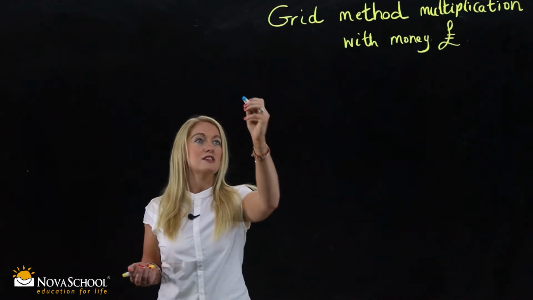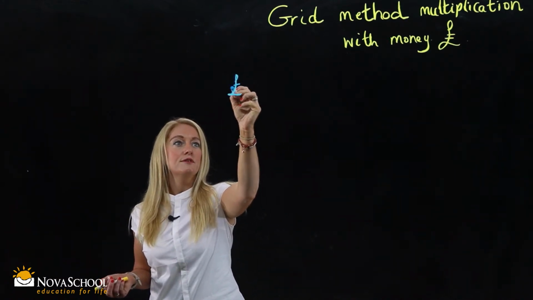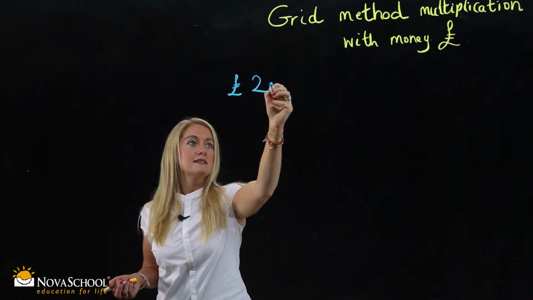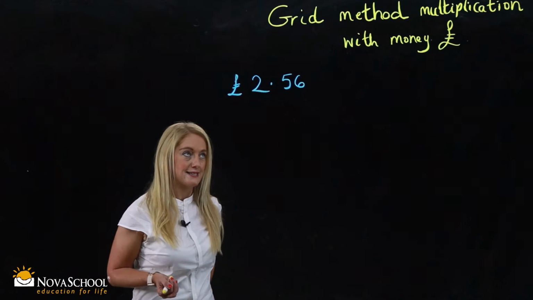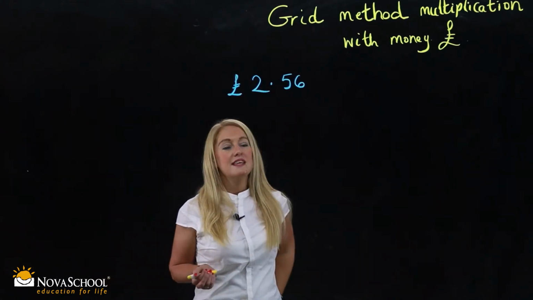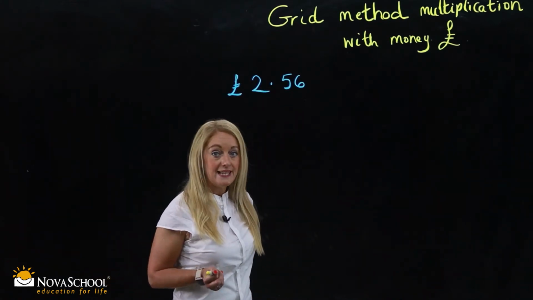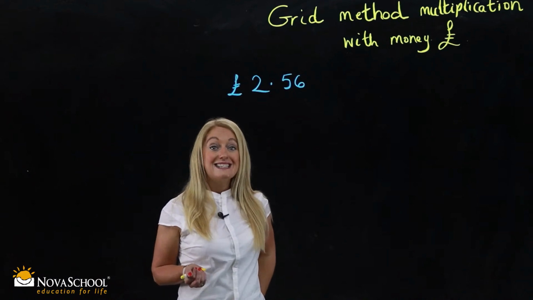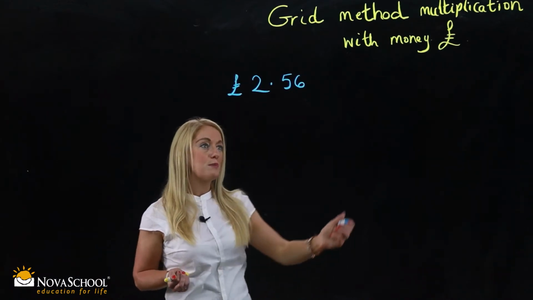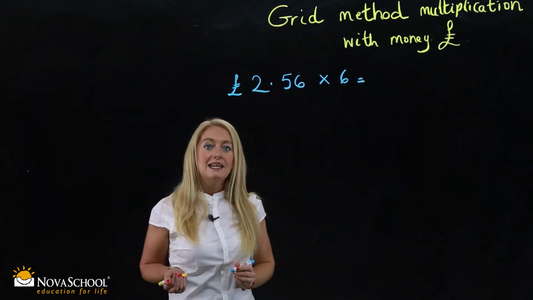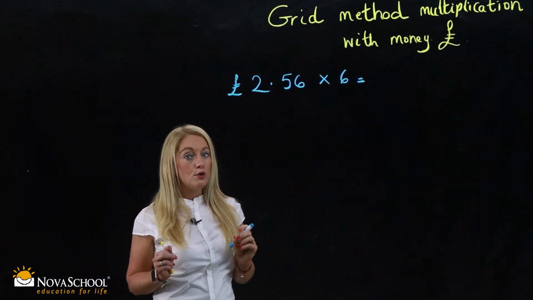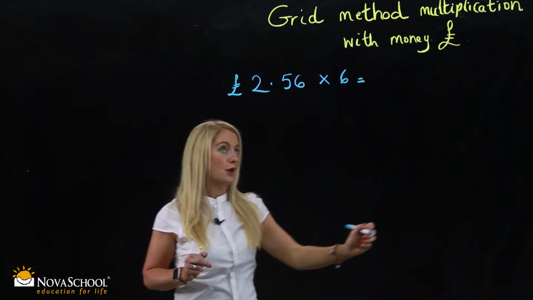Okay, here's the question. I have £2 and 56 pence in my pocket, okay? Now, this is the price of a magazine, but I need to buy 6. So I'm going to multiply this number by 6, okay? Now let me show you the normal method that we used to do, okay?